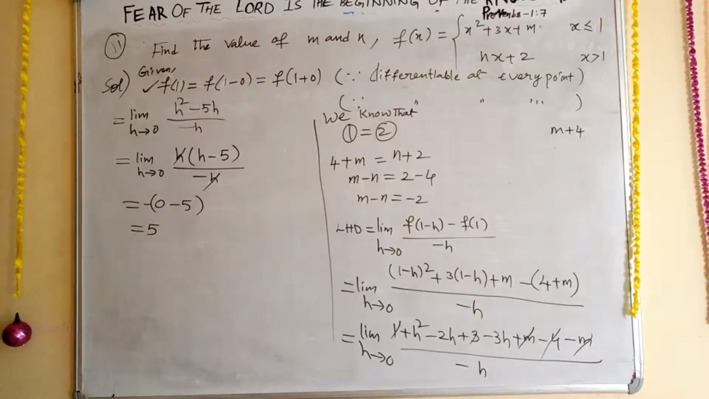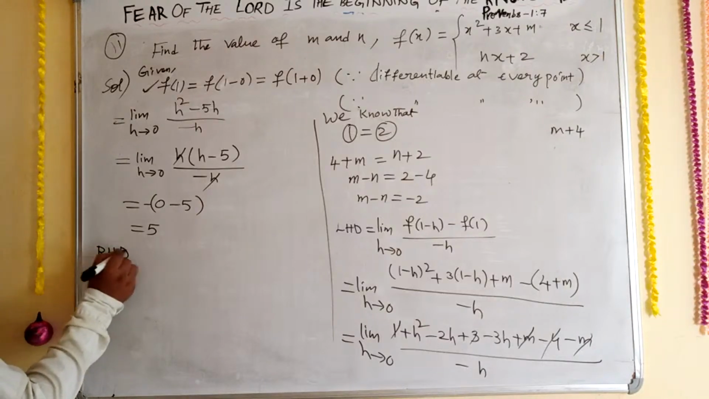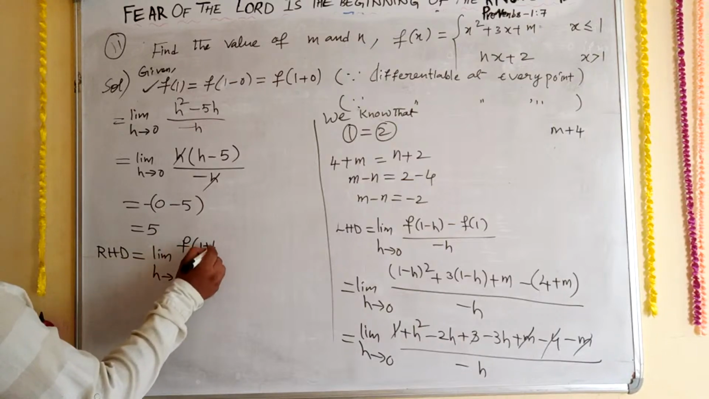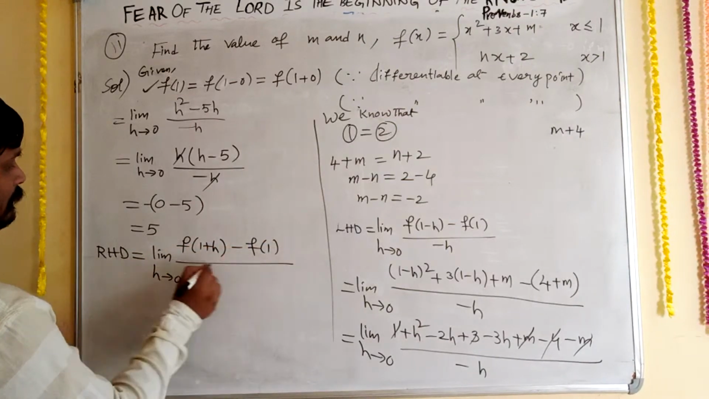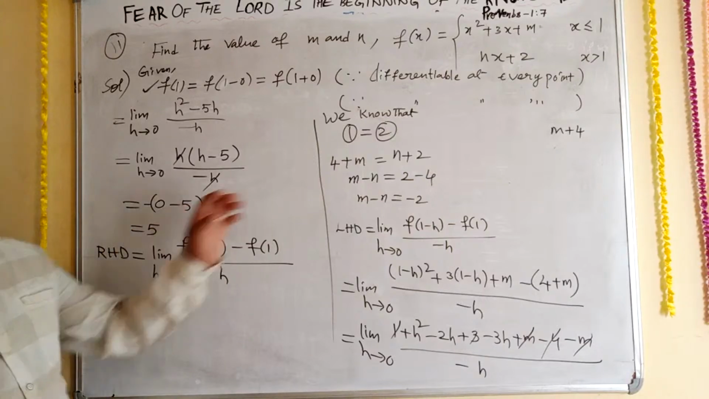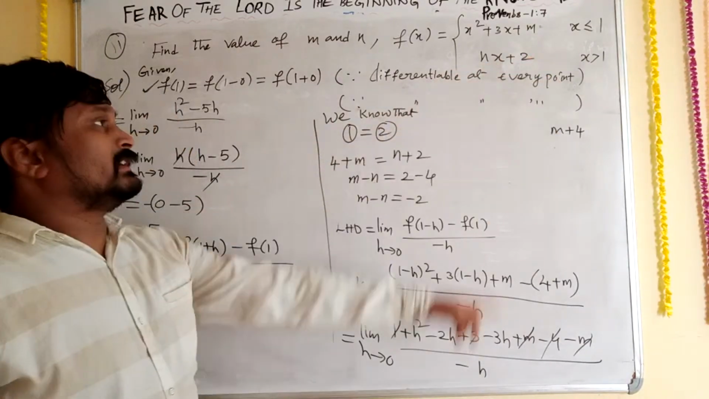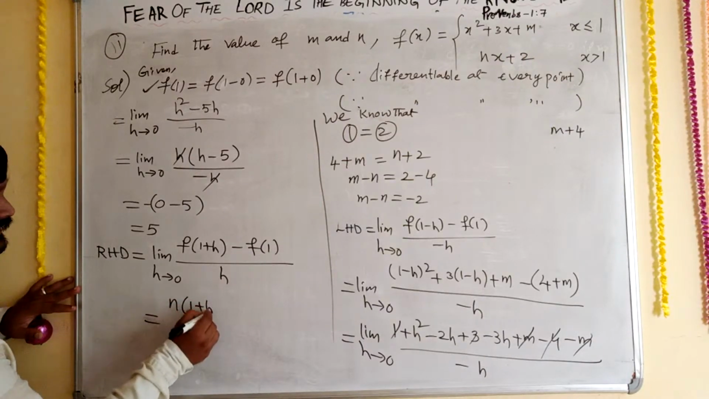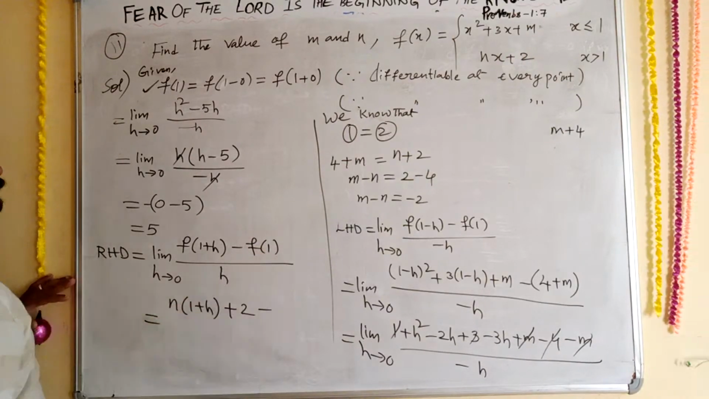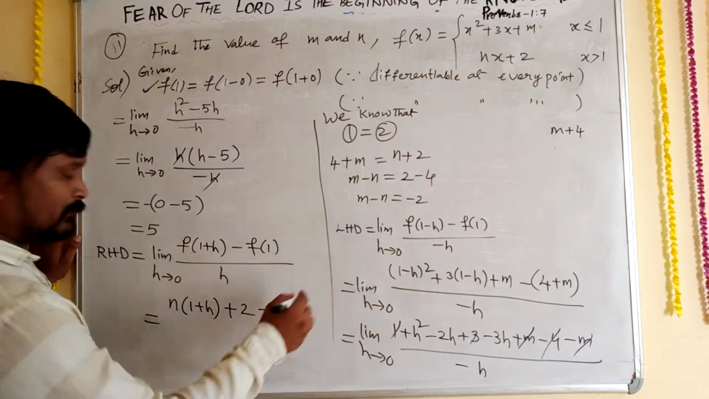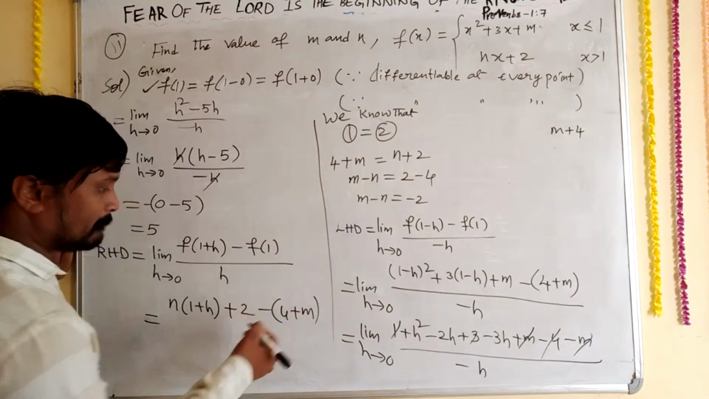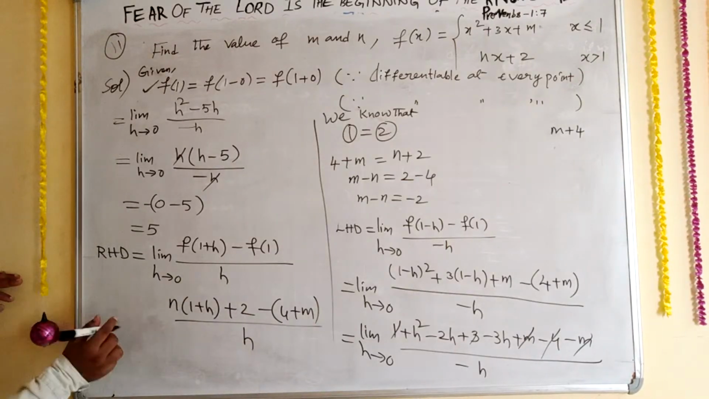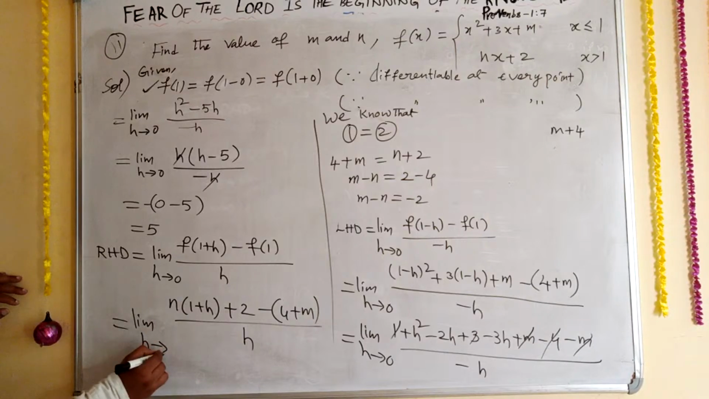Now go for your RHD. Limit h tends to 0, f of 1 plus h minus f of 1 upon h. So now right hand derivative means nx plus 2. So wherever x is there, substitute 1 plus h. So now n into 1 plus h plus 2 minus f of 1, you already know that f of 1 is 4 plus m, upon h, right, as it is h.